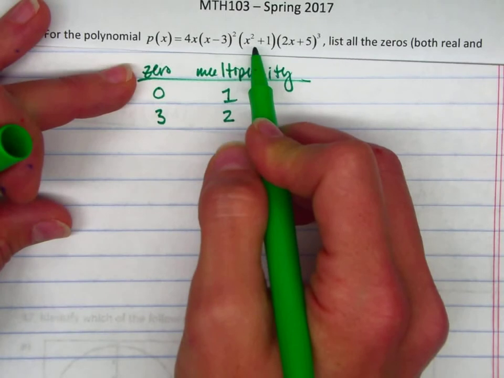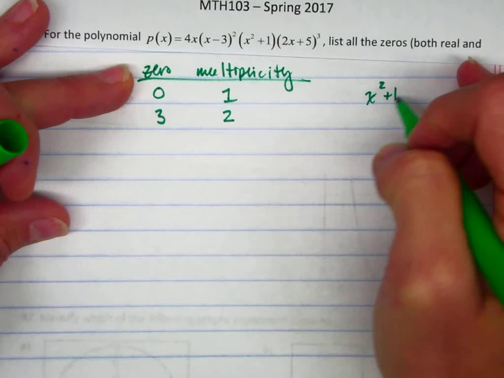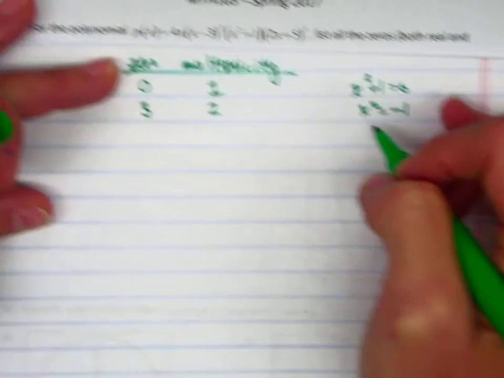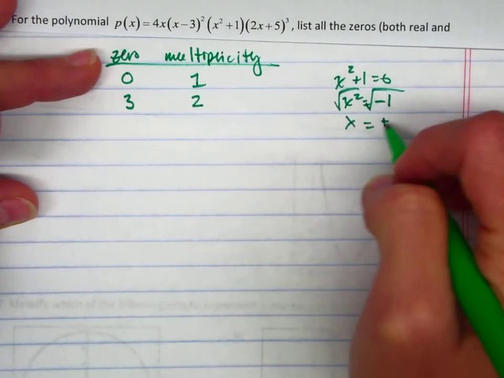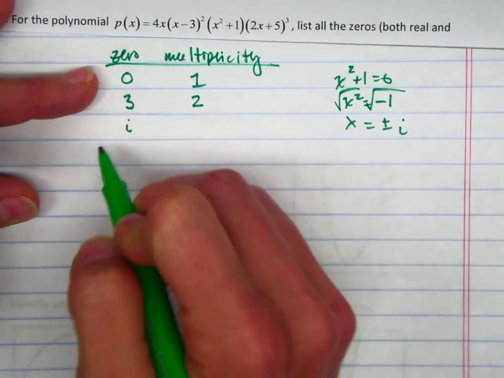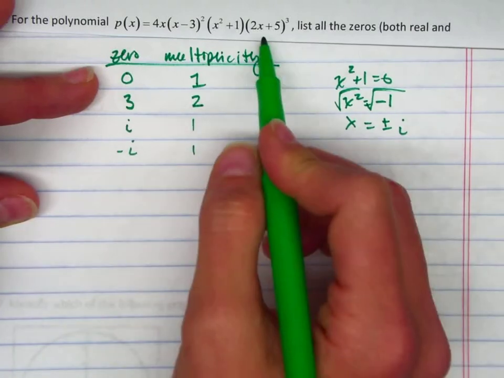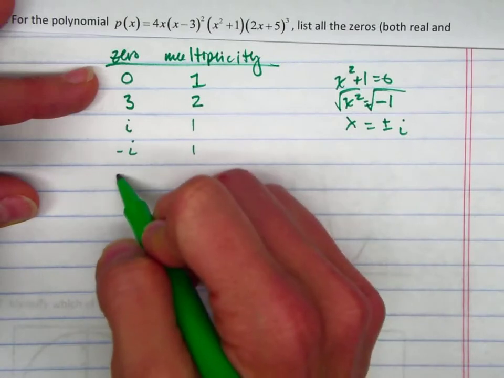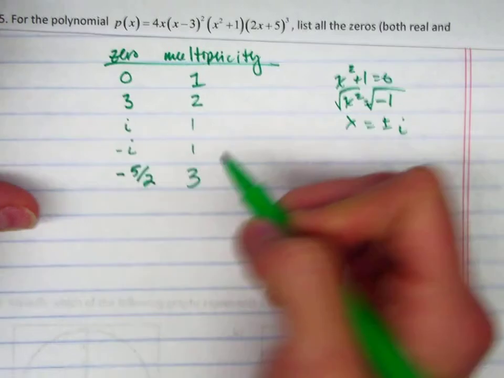All right, for this one, this is 2 zeros here. We have x squared plus 1. If you set that equal to 0, x squared is negative 1. And then you get x equals, when you take the square root of both sides, plus or minus i. So we have i, and we have negative i, both of those multiplicity 1. And then here, if you solve 2x minus 5, subtract 5, divide by 2, you get negative 5 halves, and that has a multiplicity of 3.